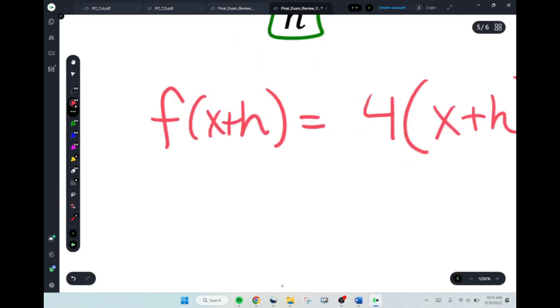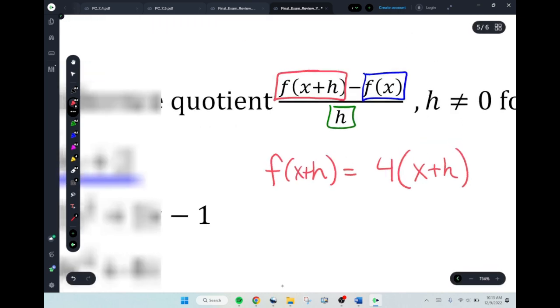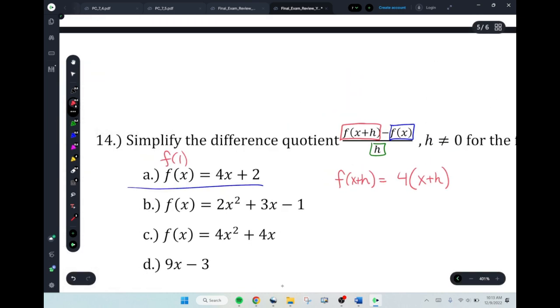So your brain should immediately say right here, oh, cool, I'll plug x plus h in. I don't care if I don't know it. I'm just going to plug it in. You see what I'm saying?